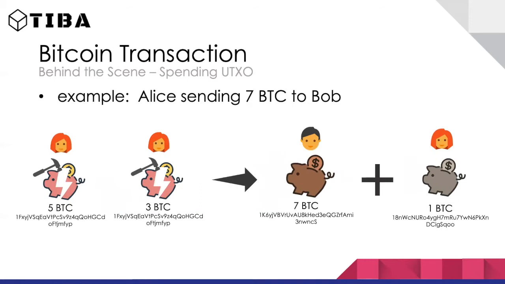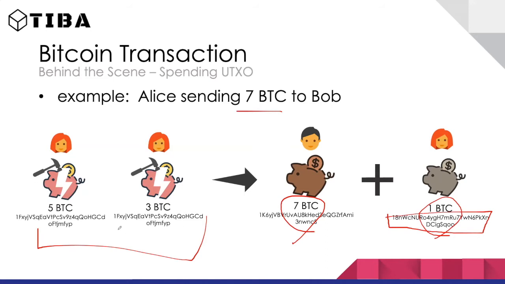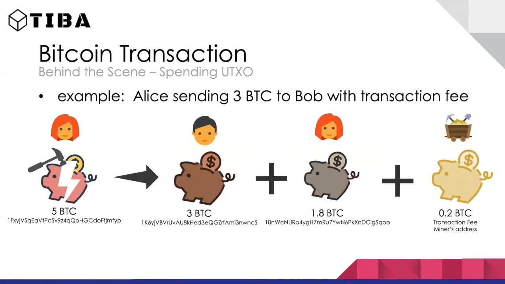send 3 of them to Bob, and then 2 back to herself. Another example: let's say Alice wants to send 7 Bitcoin to Bob. Now she has to break 2 piggy banks, 2 UTXOs, with a total of 8, and then spend 7 of it to Bob, and 1 back to herself. Notice right here, the address is different for each one. These two are the same, but this one's different. So she changed her address, which is a secure way to do it.